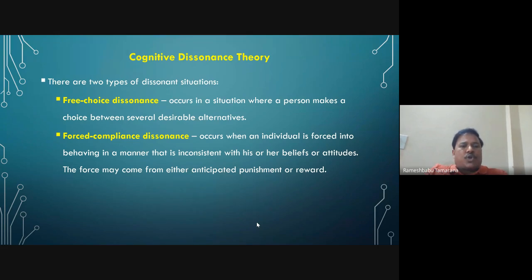One is pre-choice dissonance and the other is forced compliance dissonance. Pre-choice dissonance occurs in a situation where a person makes a choice between several desirable alternatives. So, for example, there is a person called X. Say, for example, Joe is a person.